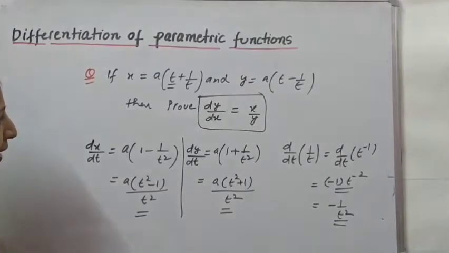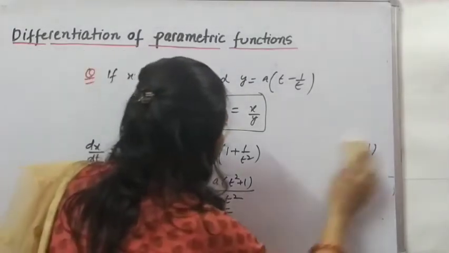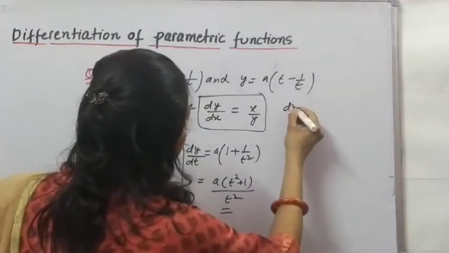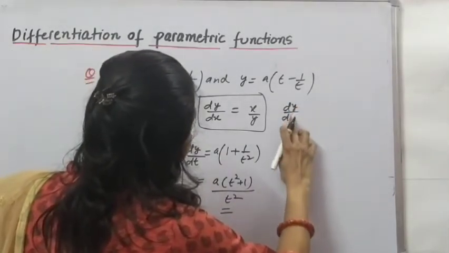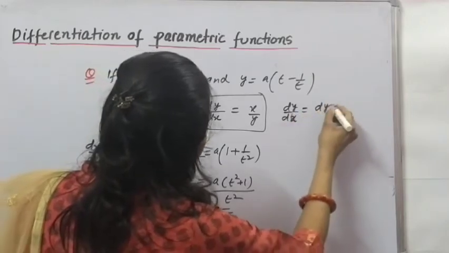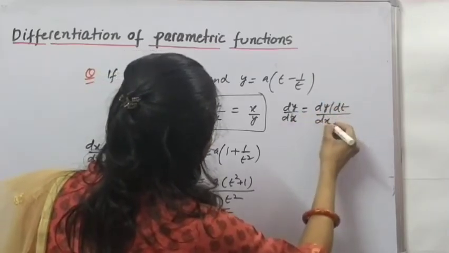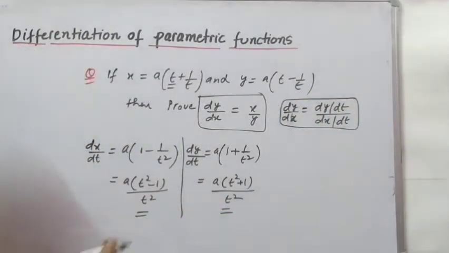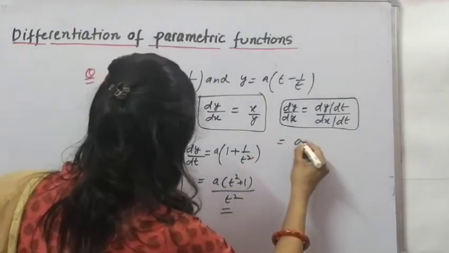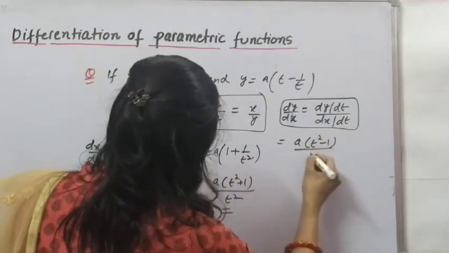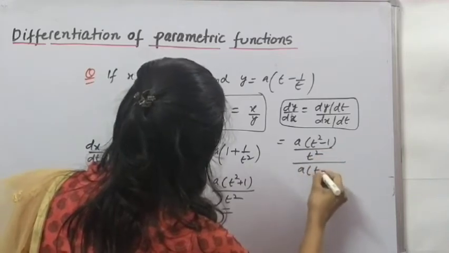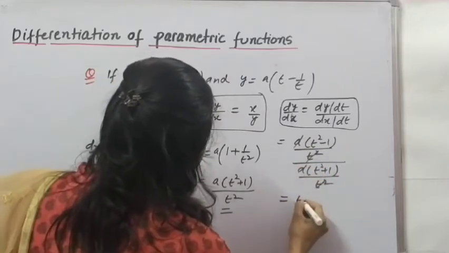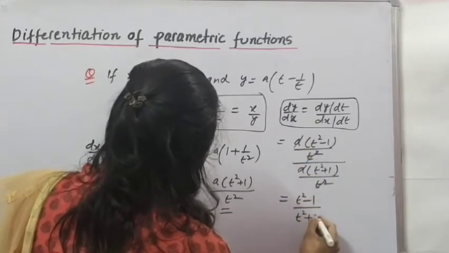Now put both values in the formula, that is dy by dx is equal to dy by dt upon dx by dt, right? Put values. So after substituting values we will get a(t square minus 1) upon t square upon a(t square plus 1) upon t square. It will cancel and we will get (t square minus 1) upon (t square plus 1).